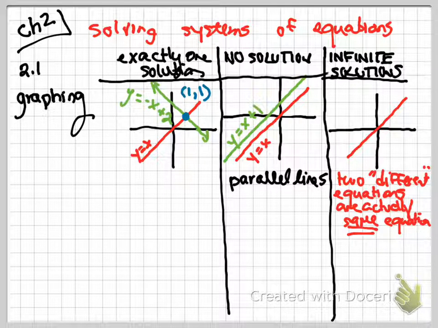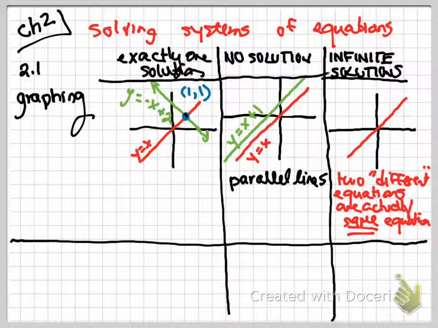So again, in 2.1, that's what we'll be doing. We'll be finding that there's exactly one solution, like this point right here. We'll be finding out that they are parallel lines, so they never meet, or they meet at infinity. Or we might find out that even though it looks like we're given two different equations, when we graph them or algebraically rearrange them, they end up being the exact same equation.